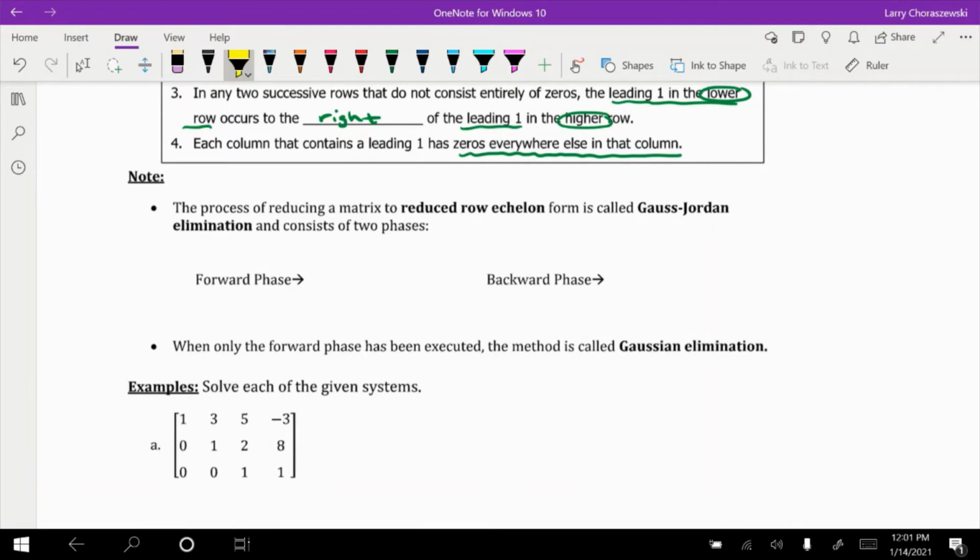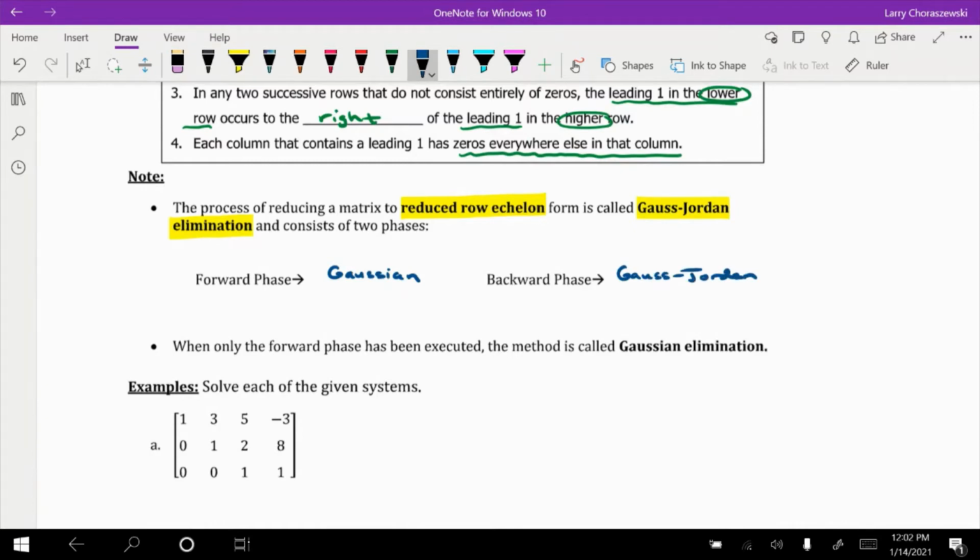This process of putting the matrix in RREF format is called Gauss-Jordan elimination, whereas if it's just row echelon form, REF, that's Gaussian elimination. The two phases are sometimes referred to as a forward phase and a backward phase. The forward phase refers to Gaussian elimination, and the backward phase refers to Gauss-Jordan.